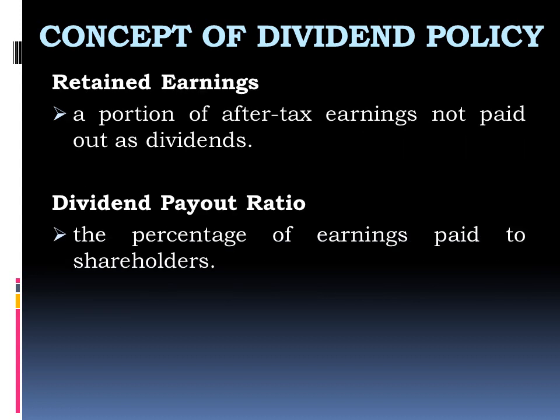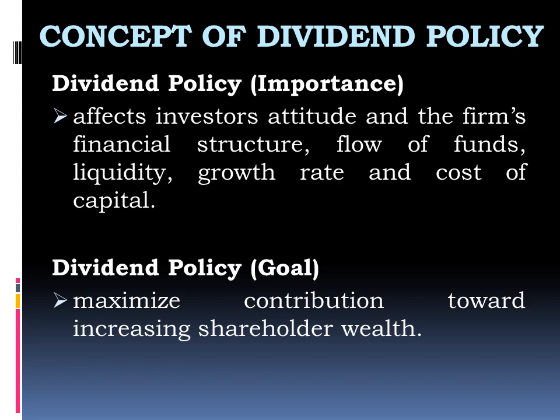A retained earning is the portion of after-tax earnings not paid out as dividends, and the dividend payout ratio is the percentage of earnings paid to shareholders in cash. It is said that dividend policy is important because it affects investor attitudes and the firm's financial structure, flow of funds, liquidity, growth rate, and cost of capital.